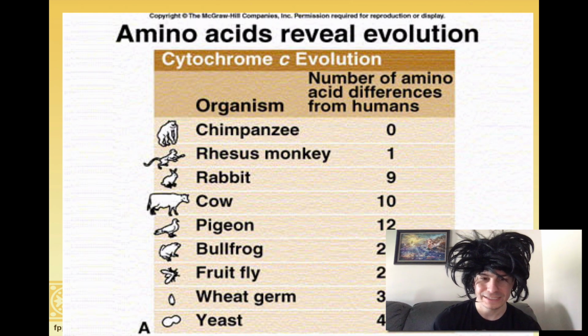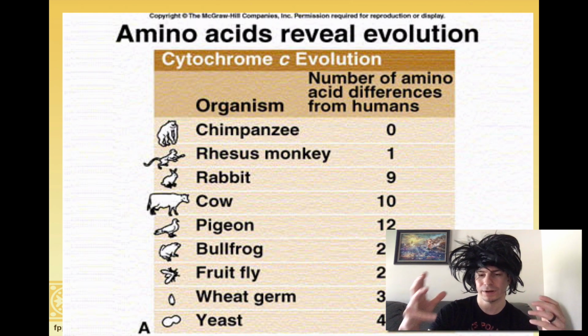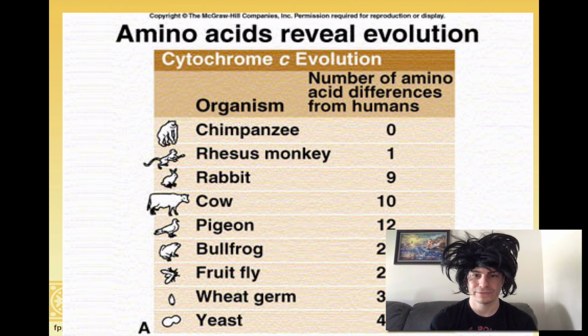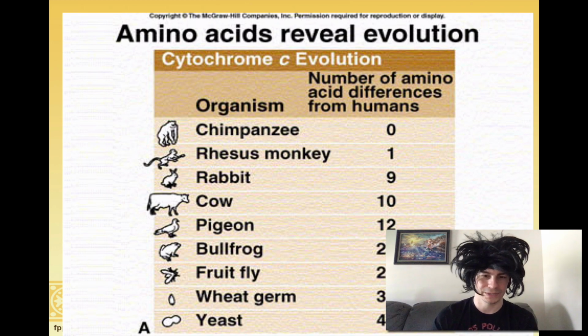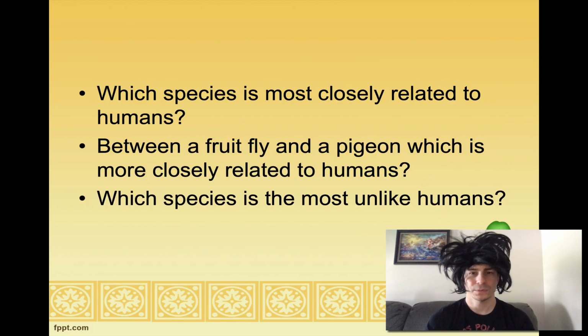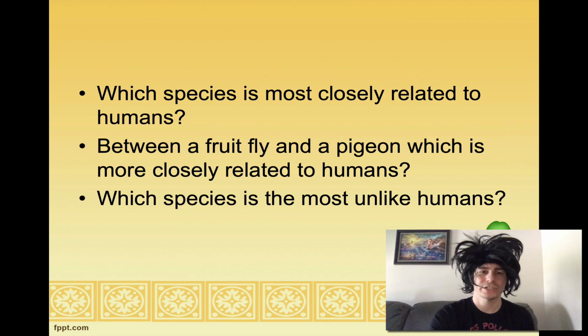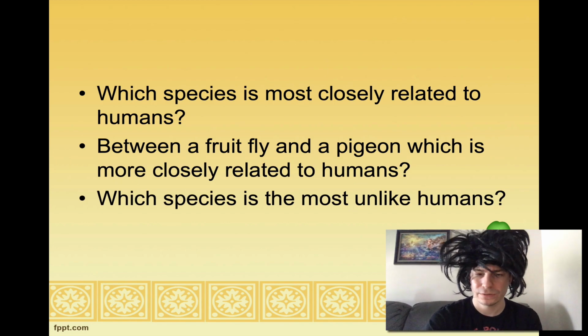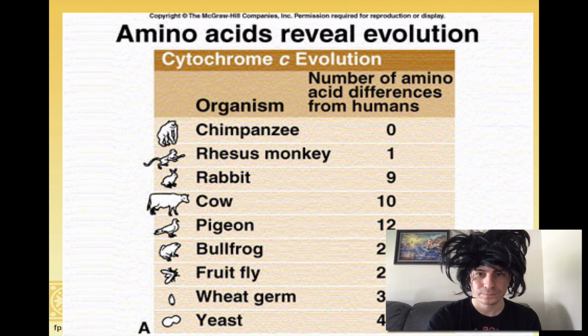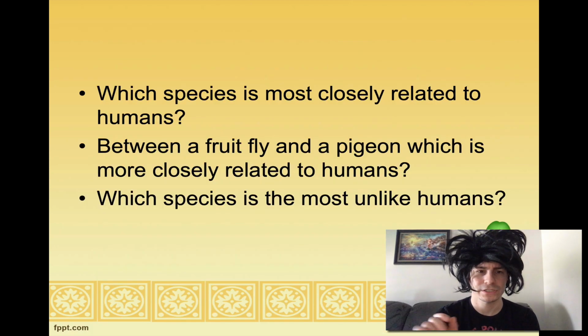And as we get to yeast, which is the stuff they put in bread to make it rise, we got 42 amino acid differences, which means we are hardly related to yeast. So if you look at the questions here, which species are we mostly related to? Well, that's the chimpanzee, because we have 0 amino acid differences.